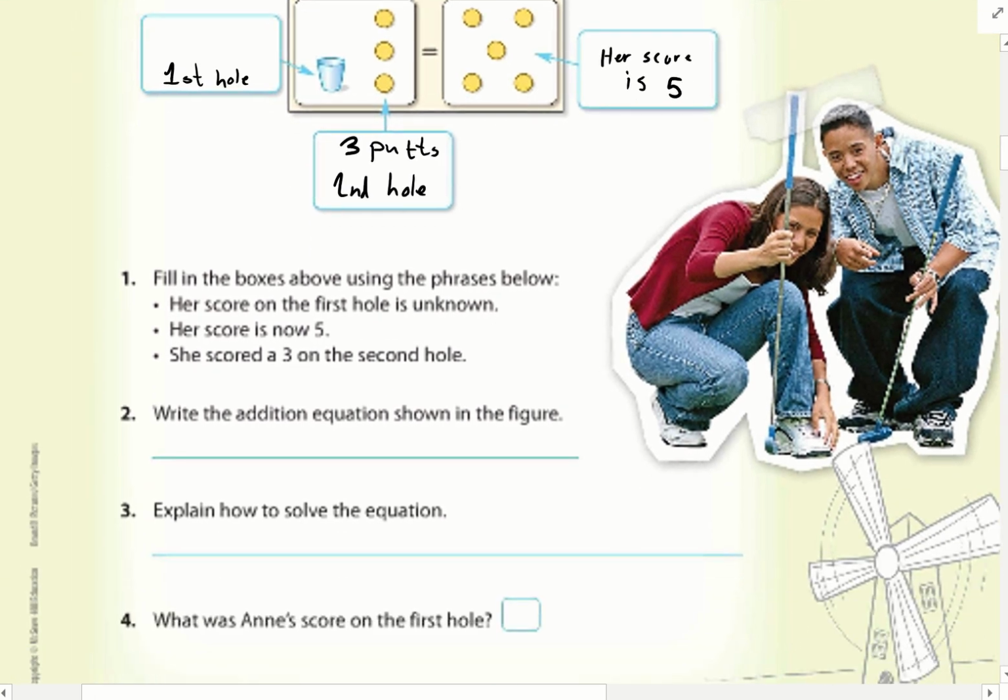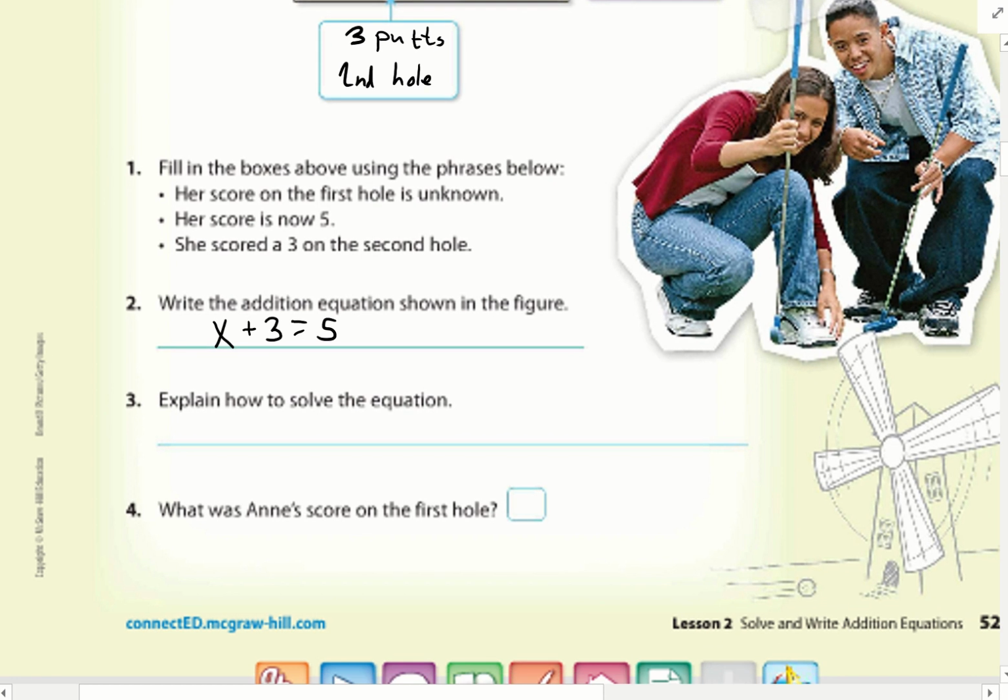So we're going to write the addition equation. We have the first hole, which we don't know what it is, going to be x, plus 3 putts in the second hole. And she has a total of 5 points. So how to solve the equation? We can either do mentally or inverse operations. If I do mentally, that means x equals 2 because 2 plus 3 equals 5. If I do inverse operations, that means I'm going to subtract 3 on both sides. And then I'm left with x equals 2.